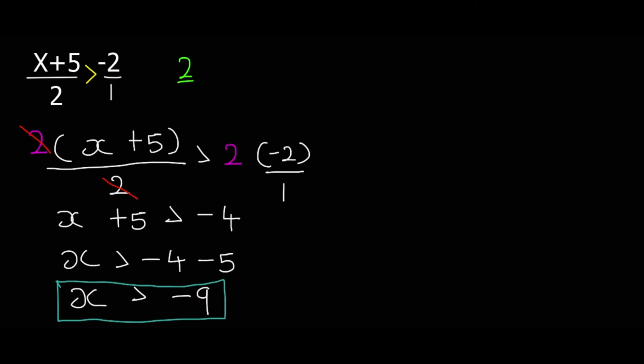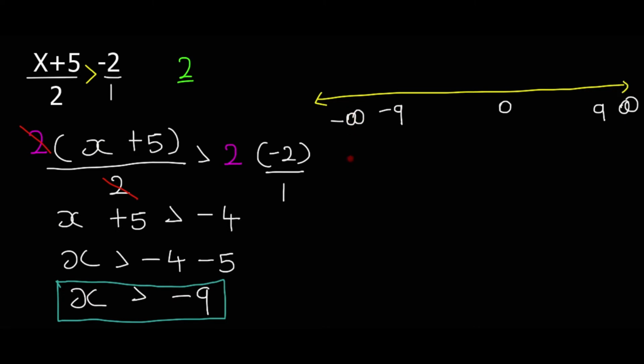And now we write our answer on a number line. When we write the answer on a number line, on the right hand side it is positive. So this is positive infinity, and let's say this is negative 9 here. Because our answer is greater than, with greater than or less than signs we use the open circle, but with these inequalities we use the closed circle. So because x is greater than negative 9, we use the open circle. And because it's greater, it goes on the right hand side, on the positive side. So this is our answer on a number line.